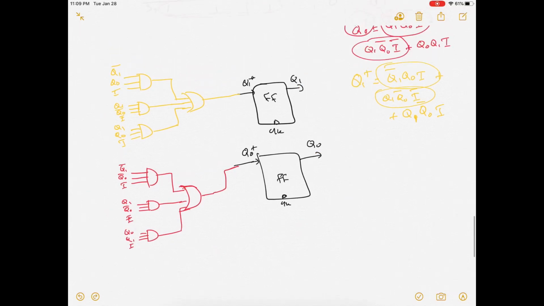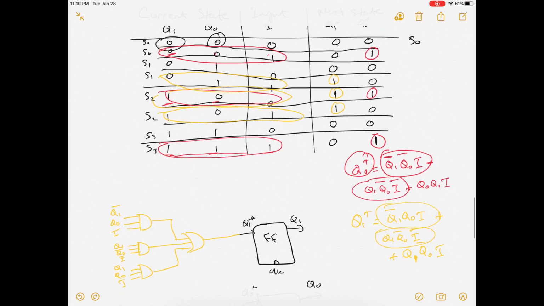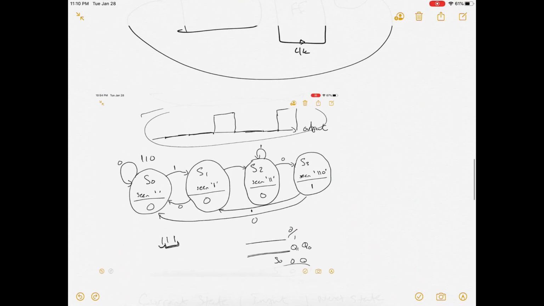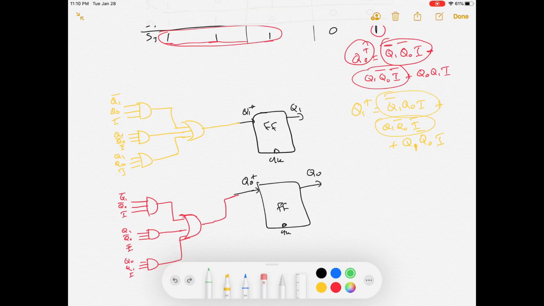Okay, so now we still have one more thing to do, which is deciding on the final output. The final output means that whenever we hit S3, so whenever we detect our sequence, we want to output something. So whenever we are in the current state being S3, so we have one here and one here, we want to output a 1. And whenever we are in a different state, we want to output a 0.